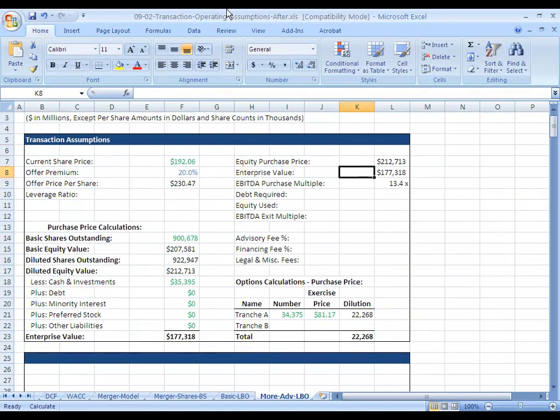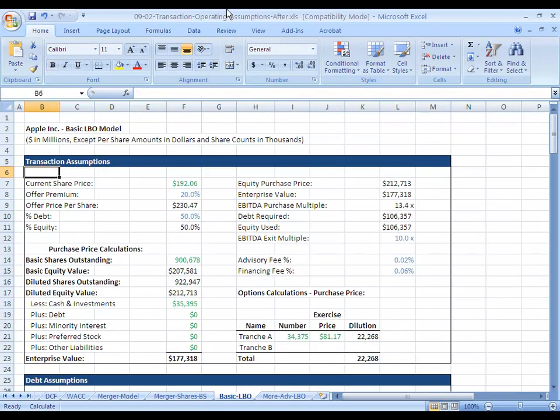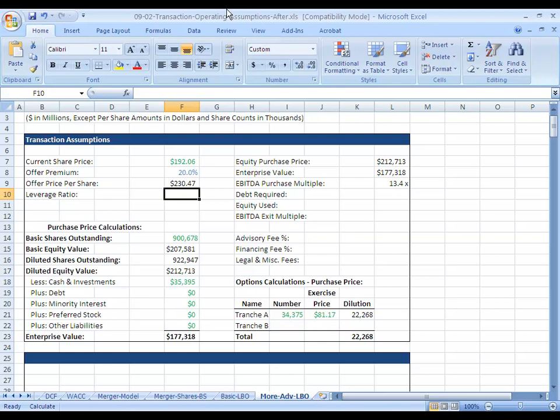Now for the debt required here, we're going to do something slightly different. In the other assumptions, we assumed that debt was a percentage of the equity purchase price, so 50% in this case. But actually, what normally happens in LBO models is that instead of assuming a percentage of debt, you assume that the debt has a certain leverage ratio. So you assume that the company can take on a certain amount of debt in proportion to its EBITDA.